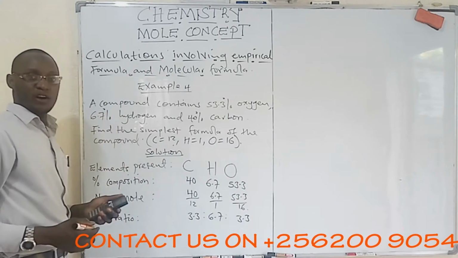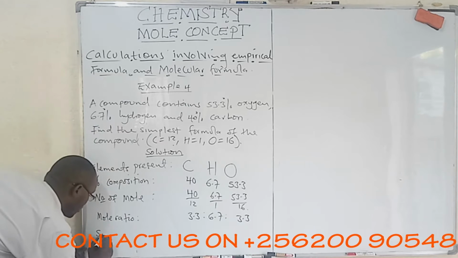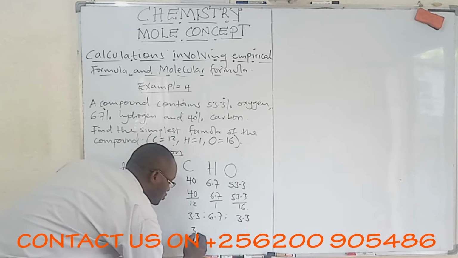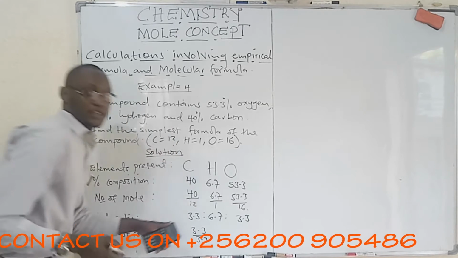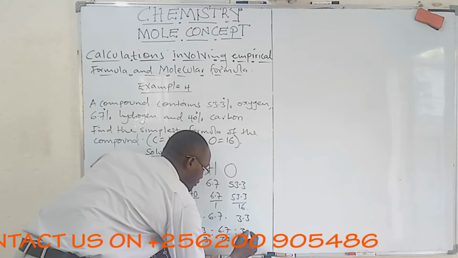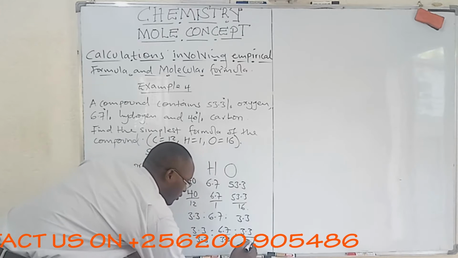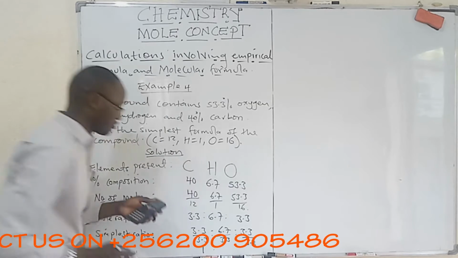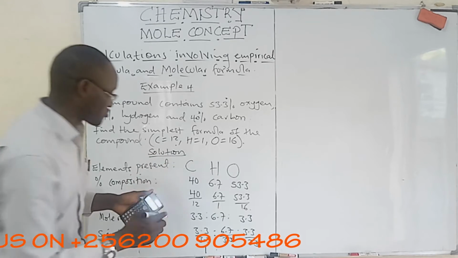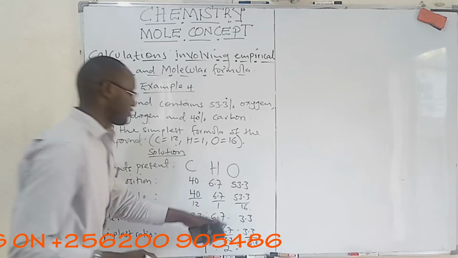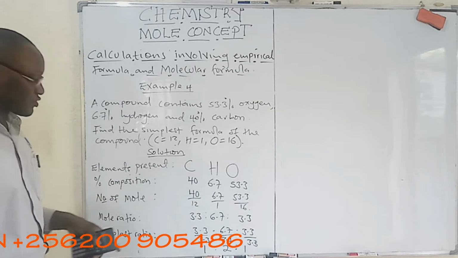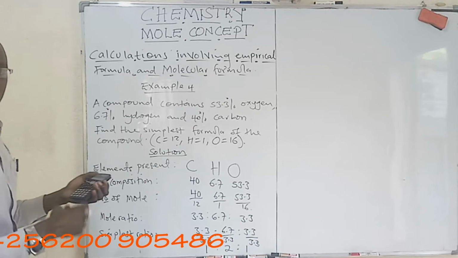We shall divide through by the smallest to get what we call the simplest ratio. So the simplest ratio is 3.3 over 3.3, which is the smallest, then 6.7 over 3.3, then 3.3 over 3.3. You will accept that this is already 1. So 1, then 6.7 divided by 3.3. What does it give you? I'm getting 2. Then 3.3 divided by 3.3 is already a 1.